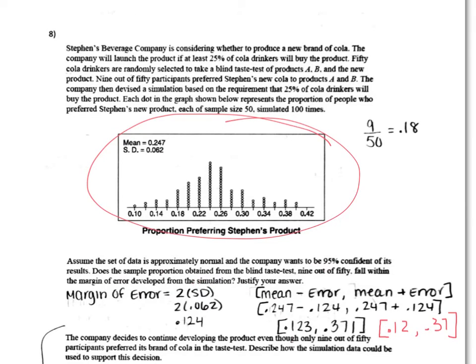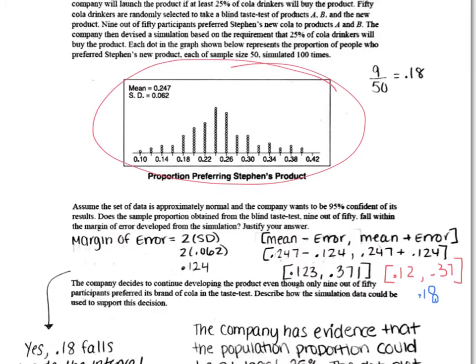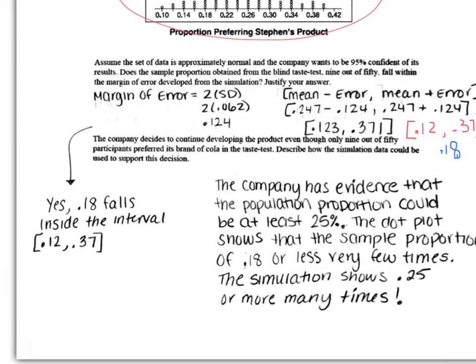I'm going to read the question again. Does the sample proportion of 0.18 obtained from the blind test fall within the margin of error developed from the simulation? Well, this is the margin of error, 0.124, from the simulation. This is the population interval using the simulation. And doesn't 0.18 fall right inside it? So 0.18 is definitely inside the interval. I said over here, yes, 0.18 falls inside the interval.